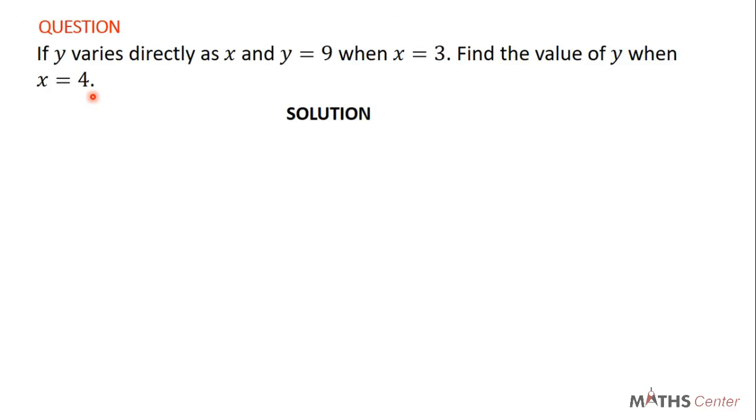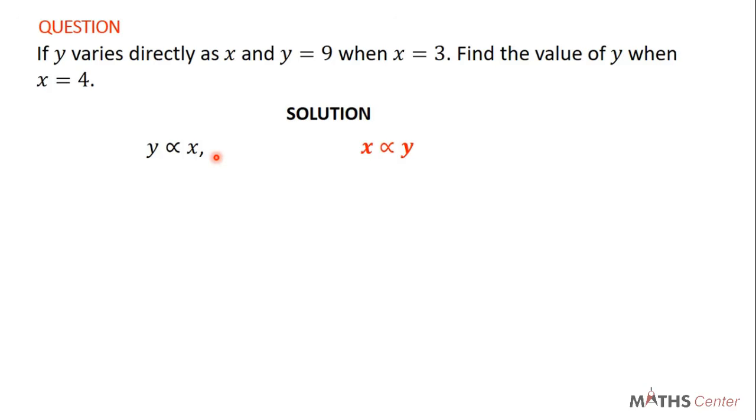Okay, so we learned in the previous video that if x varies directly as y, it is written as x is proportional to y. Here the question says that y varies directly as x. So it's going to be written as y is proportional to x. So you can see the difference from here. This is x varies directly as y, and this is y varies directly as x.